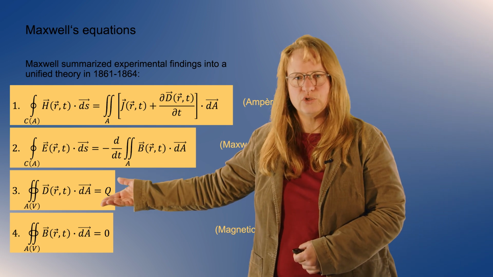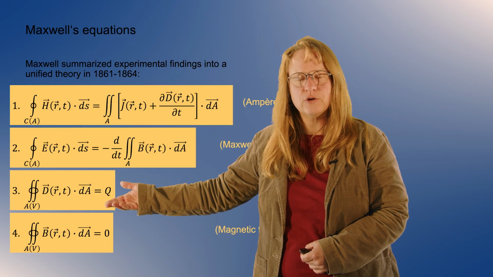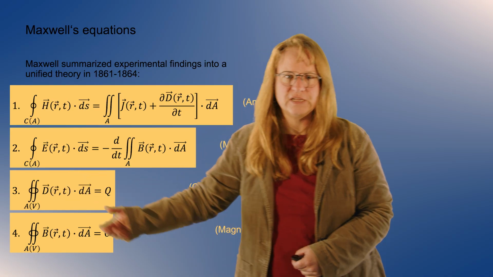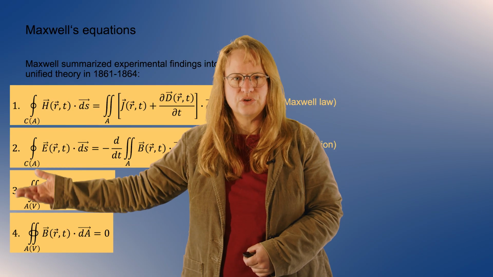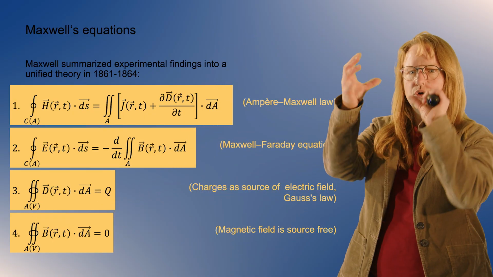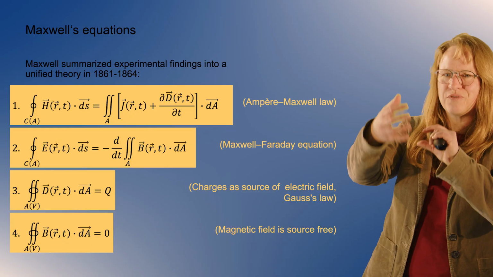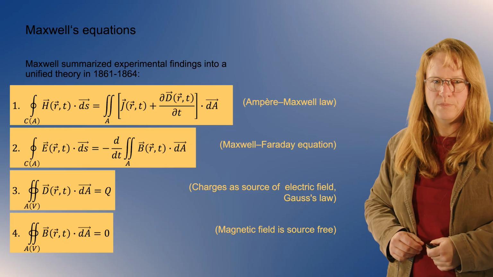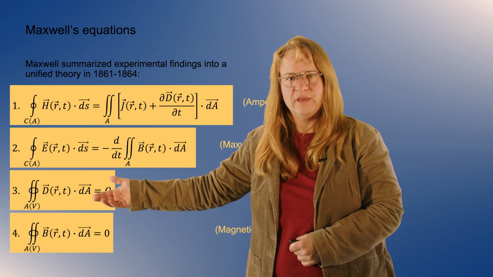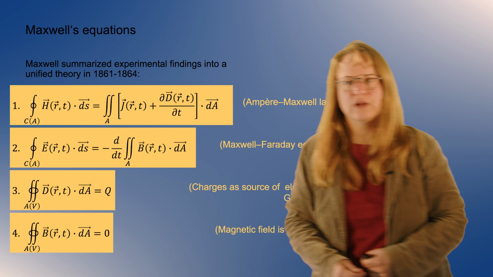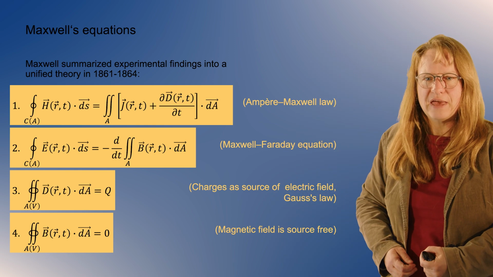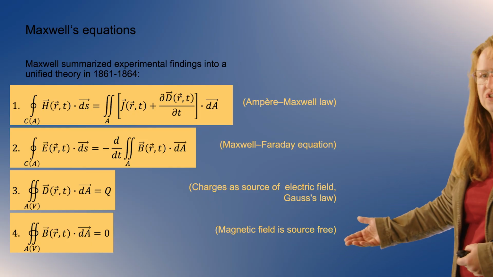So this here is also called Gauss' law, the third Maxwell equation, and it states that charges are the source of the electric field. And this integral here, so this closed surface integral, means that you take the integral enclosing a complete volume, so you integrate over the surface enclosing a complete volume, and if you have Q charges in the volume, the result is that you will have electric field lines coming out of the volume or going into the volume. On the other hand, the magnetic field is source-free.